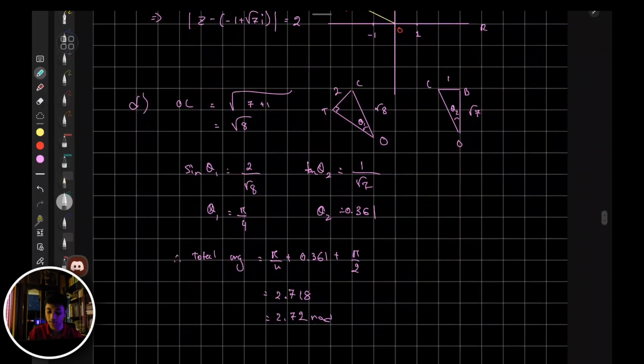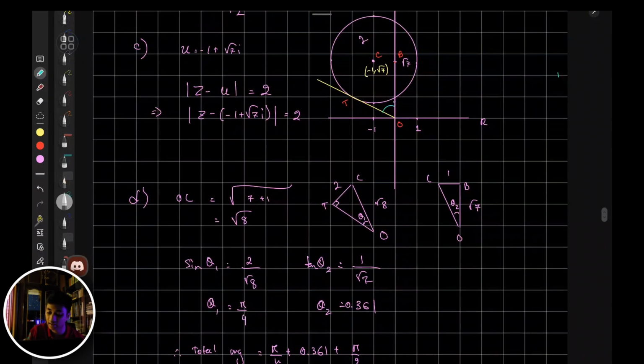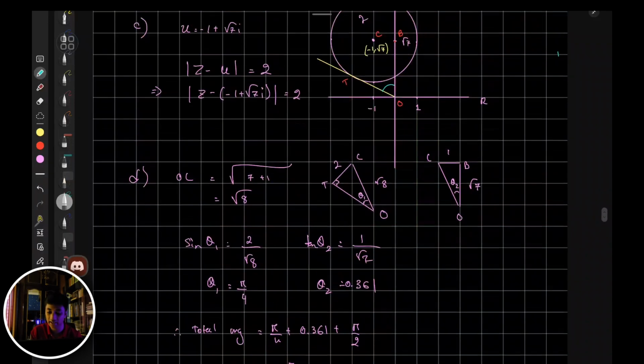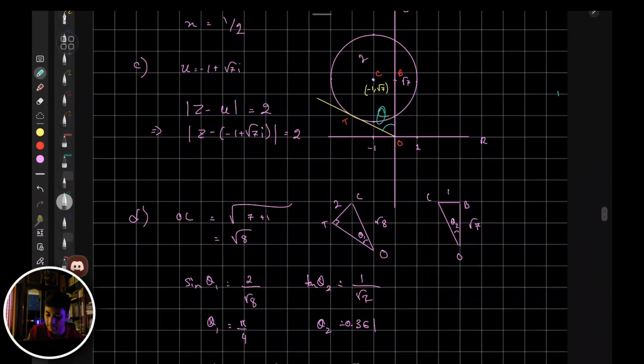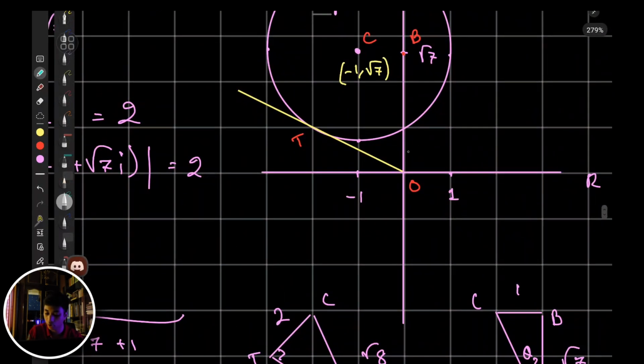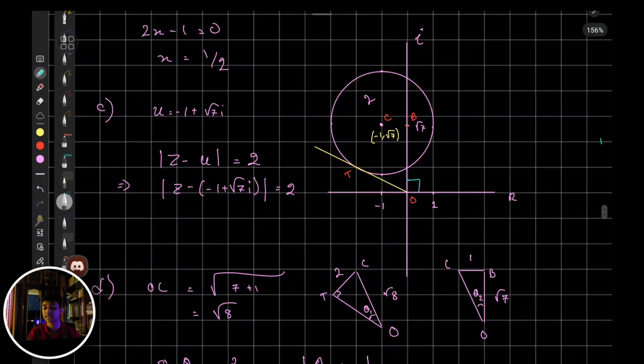So if you know that, you know this entire theta. If you add these, pi by 4 and 0.361, you will get which theta? This theta, this big angle, right? So you already know this part. This theta is supposed to be what? This theta is supposed to be pi by 2, 90 degrees.